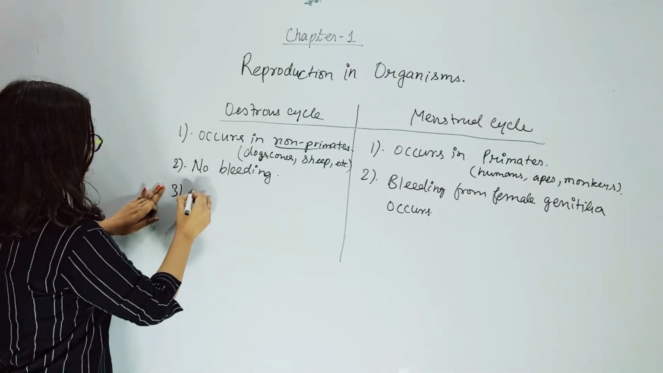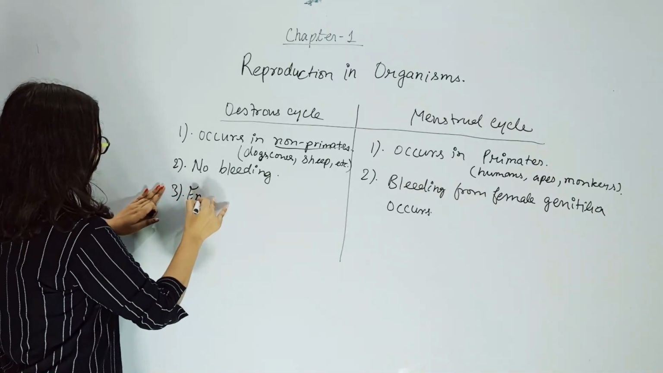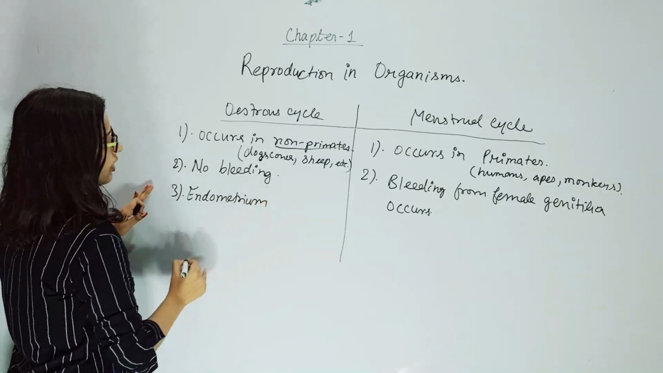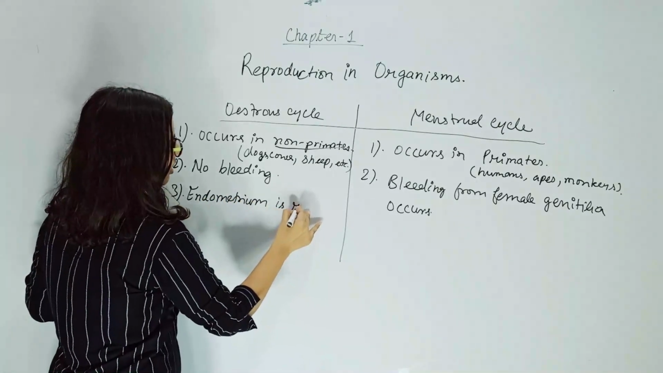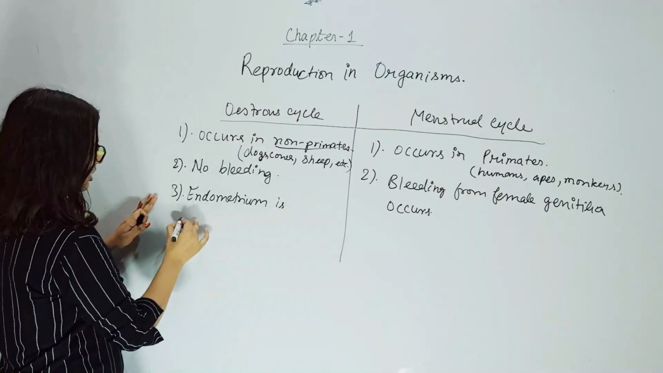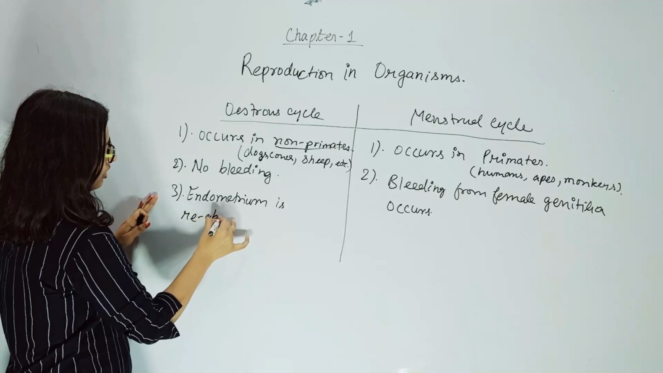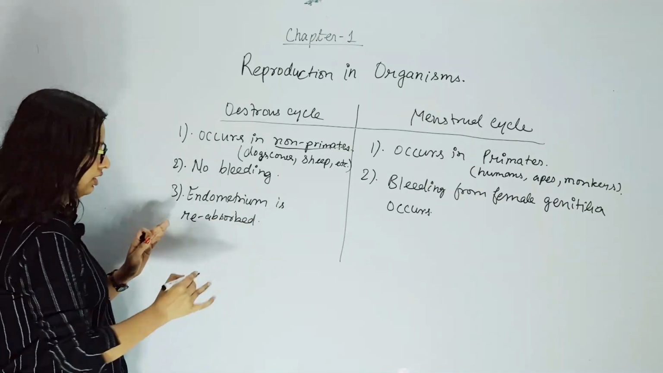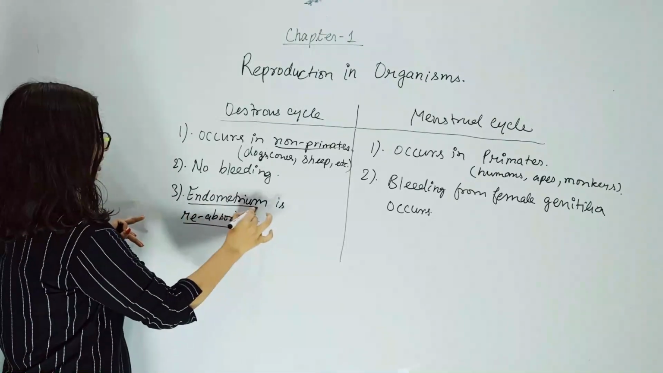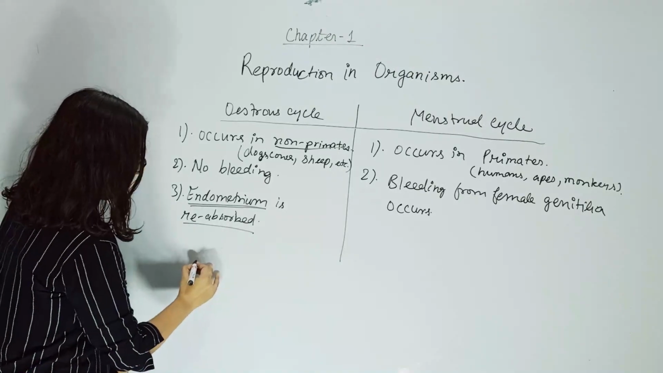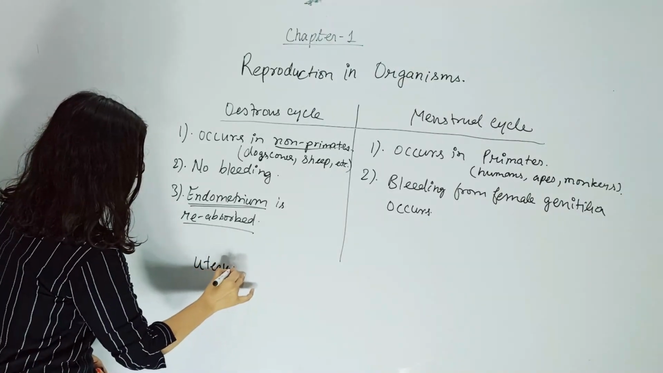The third difference is, in case of the Estrus cycle, the endometrium is reabsorbed inside the body, reabsorbed inside the female body. Now what is the endometrium? The endometrium is one of the linings of the uterus.